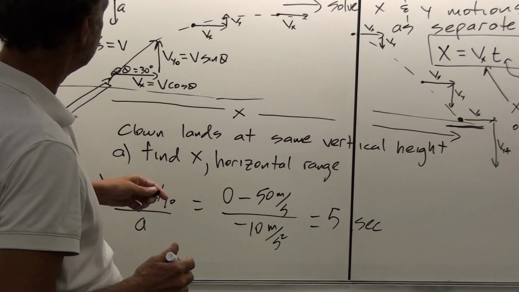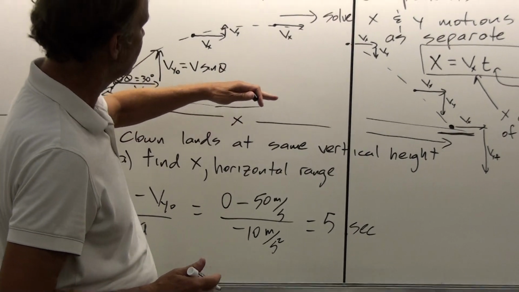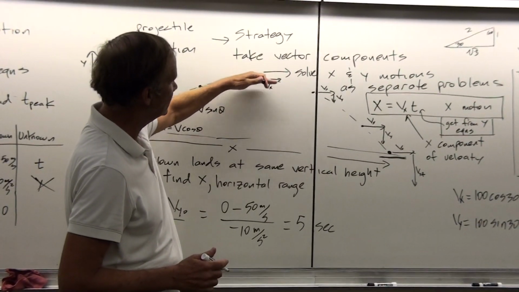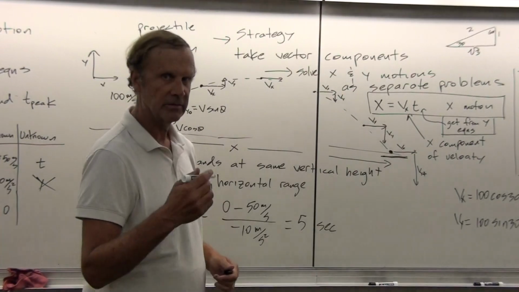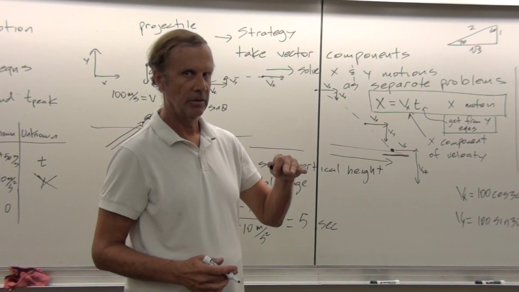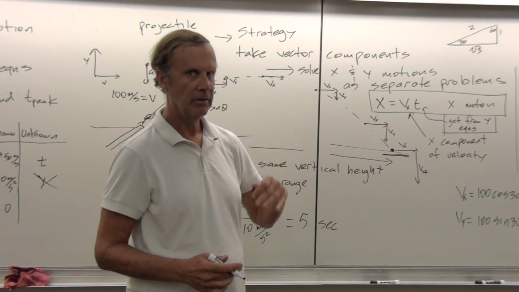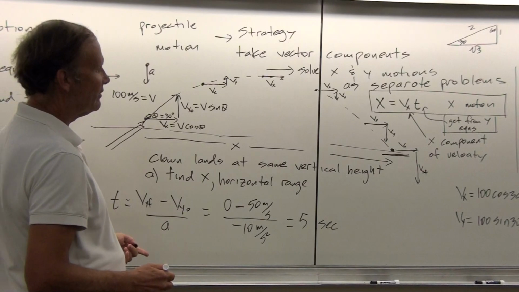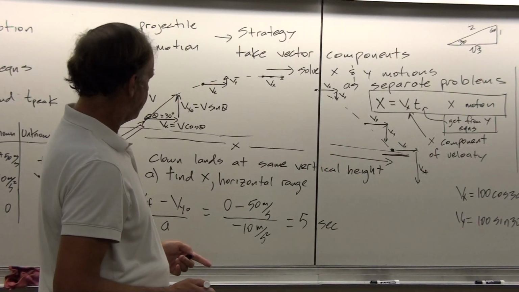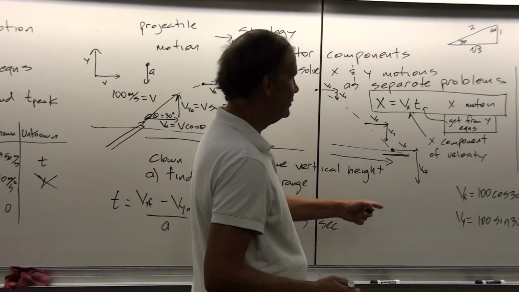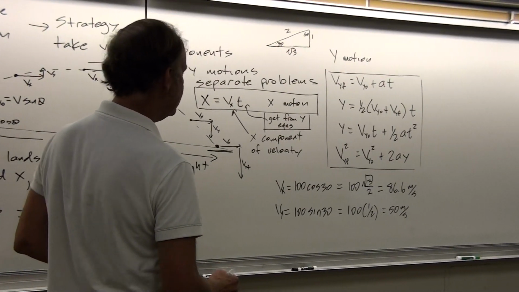And again, the reason why that would be reasonable is it would go from 50 to 40 to 30 to 20 to 10 to 0. So that would take 5 seconds to slow down from 50 to 0. 5 seconds. So that's a reasonable answer. Then once we have that value for the time, we can plug back into our x equation.